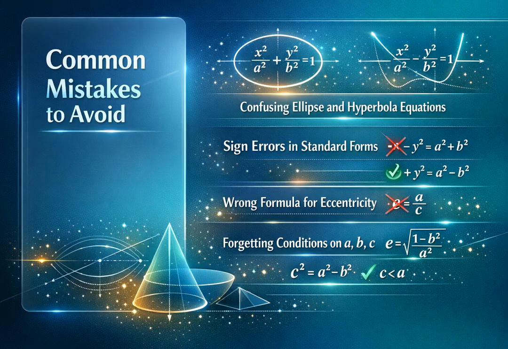Watch out for common mistakes. Don't confuse ellipse and hyperbola equations. Remember the minus sign for hyperbola. Check signs carefully in standard forms. Use the correct formula for eccentricity, c over a for both, but c squared equals a squared minus b squared for ellipse, and c squared equals a squared plus b squared for hyperbola. Remember that a is always associated with the transverse axis.